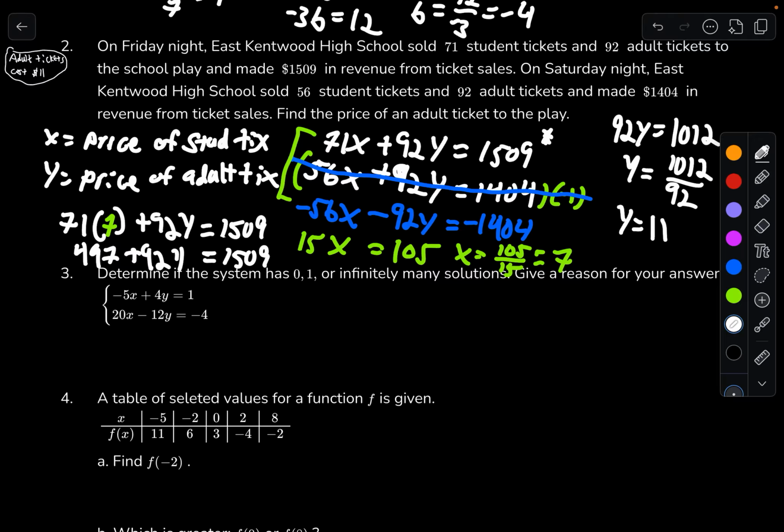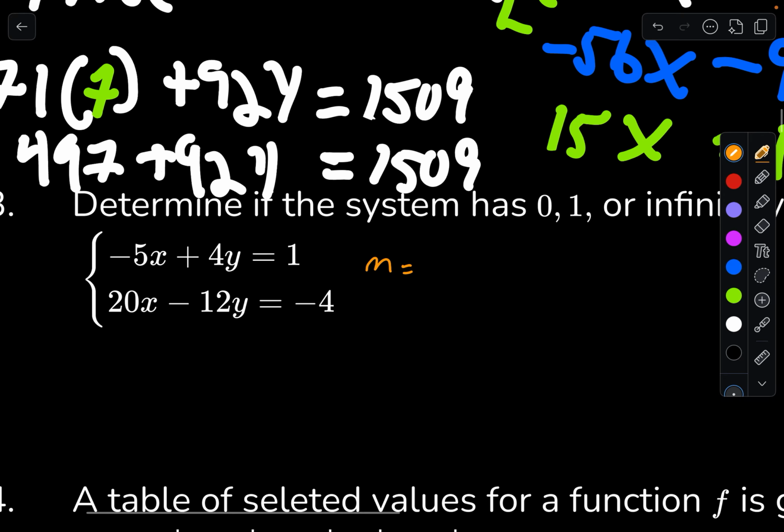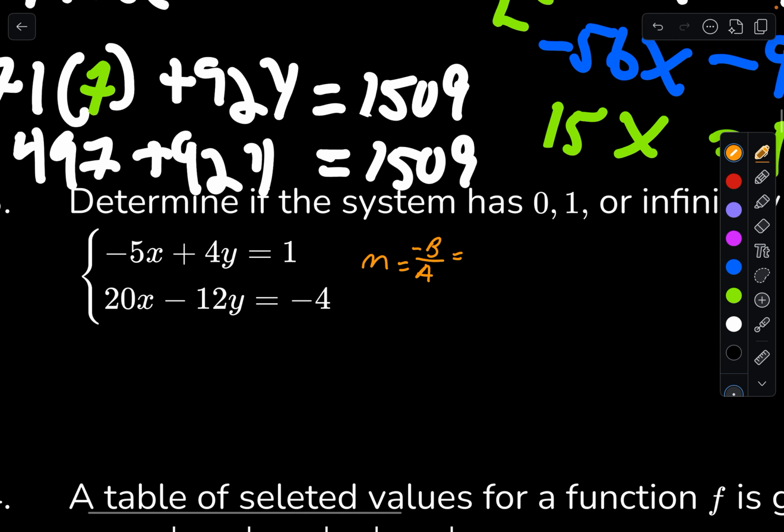So I would probably just look for the slopes of each of these. So the top line is the opposite of B over A. It's opposite of A over B. I don't know. I'm dyslexic. Sorry. It's the opposite of A over B. A being -5, so the opposite's 5. B meaning 4, so it's 5/4.